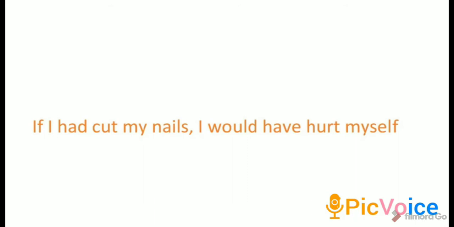Now let's see an example. If I had cut my nails, I would have hurt myself. Here actually I wanted to cut my nails, but I did not do that. So I hurt myself with my nails. Now I worry why I haven't cut my nails, why I haven't done it already. So friends, we have understood three types of conditional sentences.